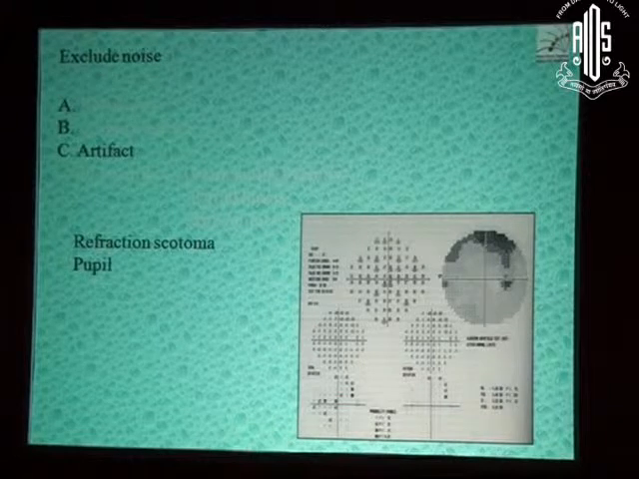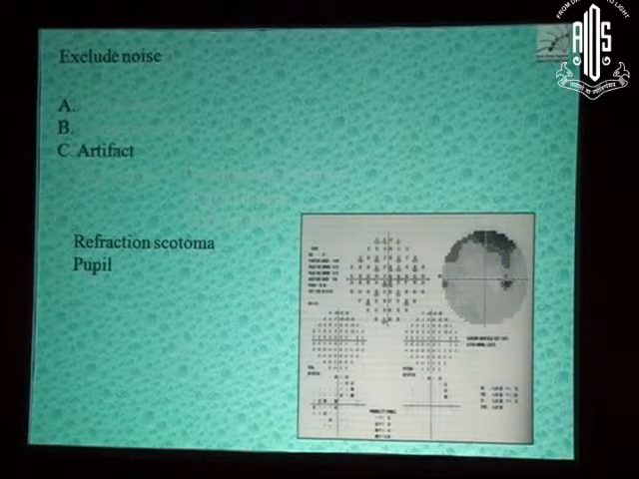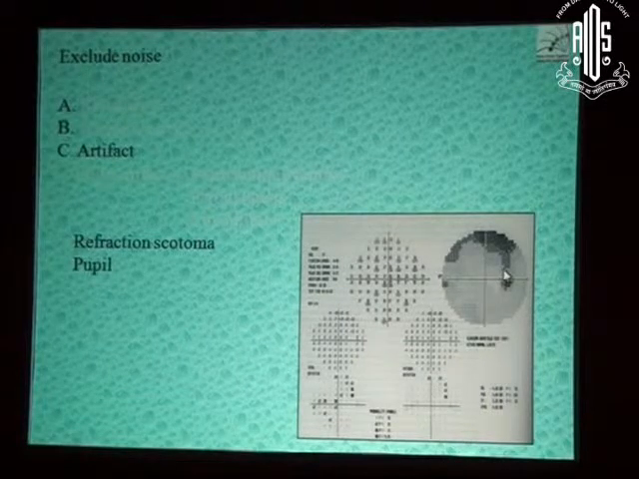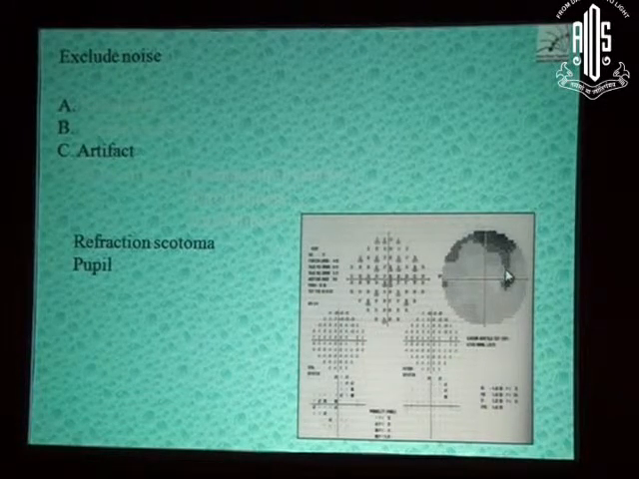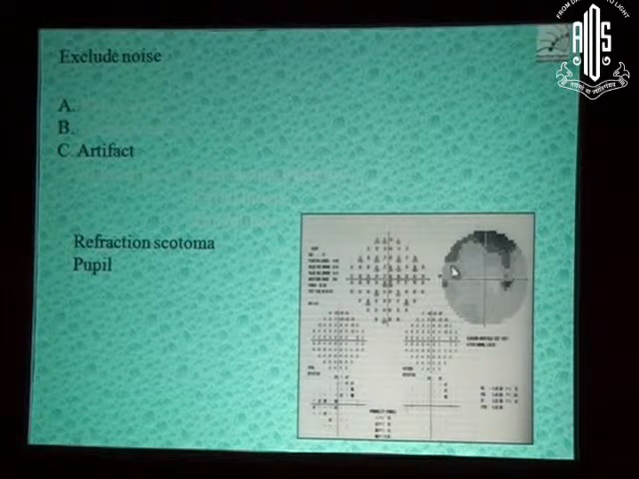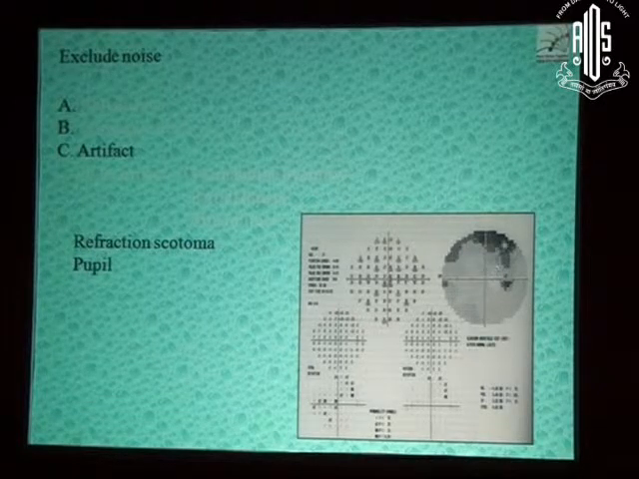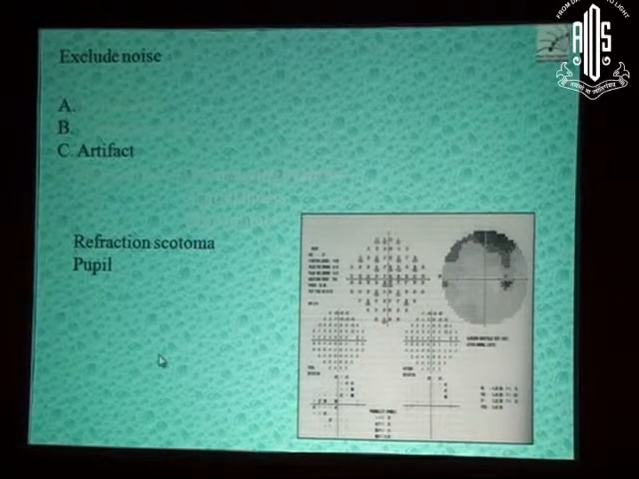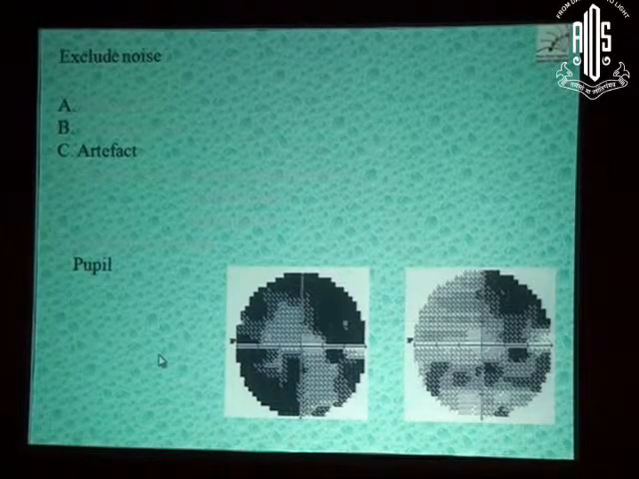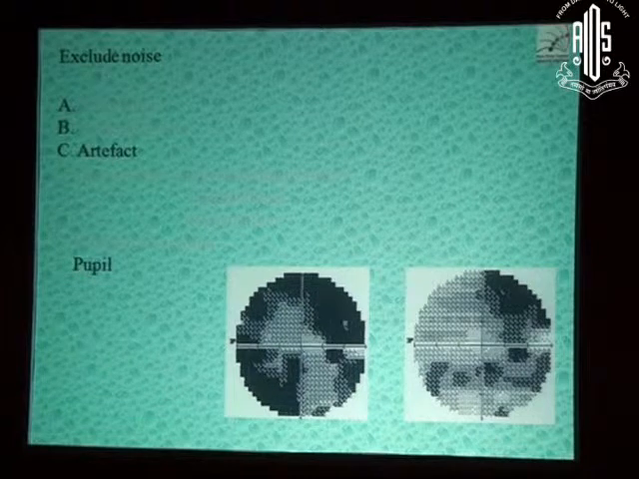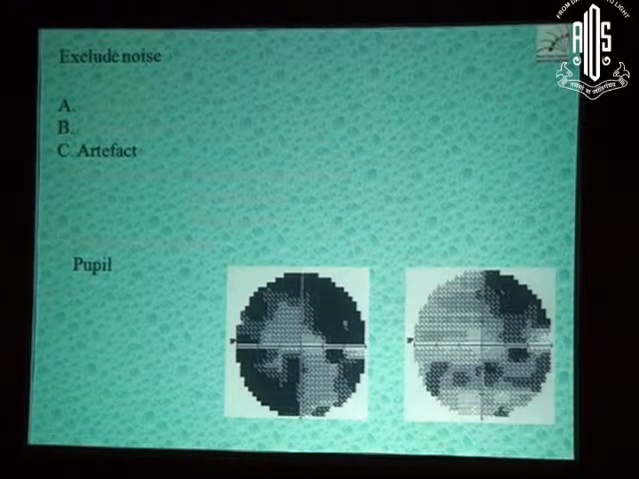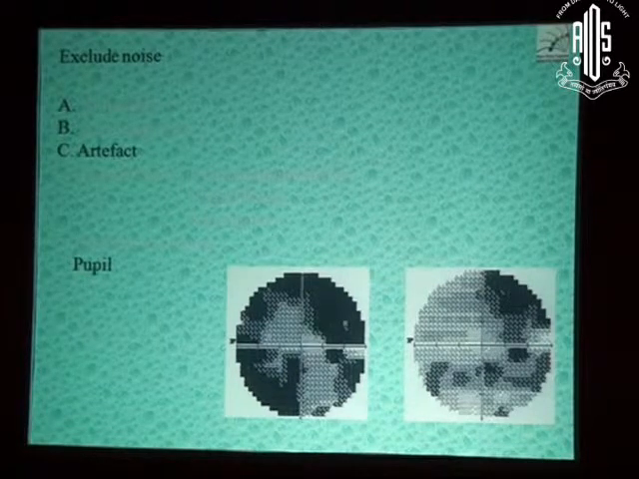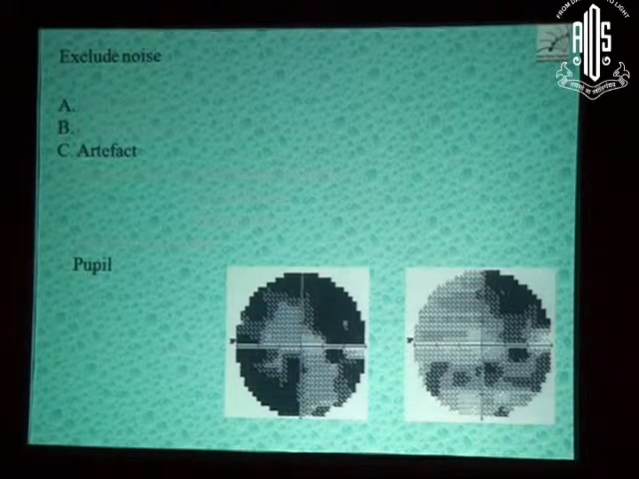In case of refraction scotoma, if the refractive error is not corrected properly, characteristically it starts from the blind spot area, and in a wave-shaped pattern the absolute sensitivity value is low. So this is the typical refraction scotoma. In case of a small pupil, you can get an artifactual generalized depression of sensitivity. So these are the artifacts you should keep in mind, whether the patient's field defect is due to some artifact, an artifactual field defect.